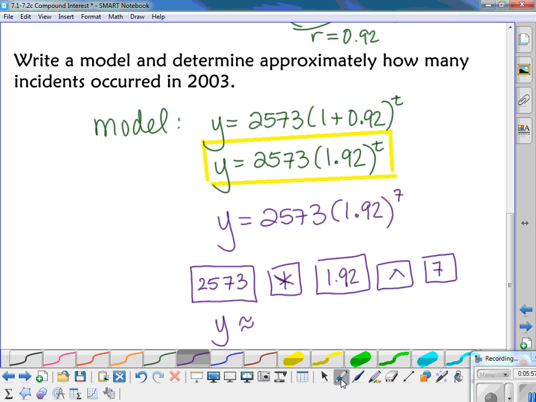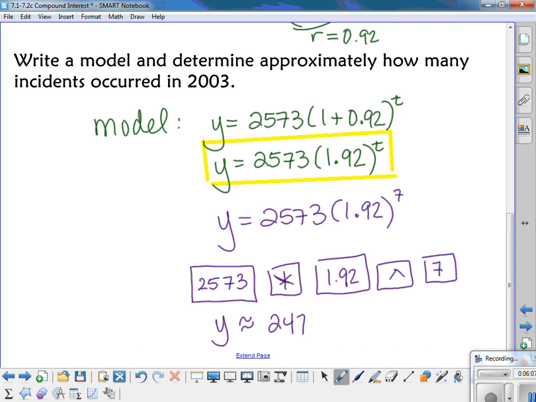So do I have a brave soul out there that would like to tell me what they get when they put that in their calculator? Raise your hand if you are feeling brave. All right, Lexi. 2, 4, 7, 4, 8, 4.7. Okay, and since we aren't worried about fractional incidents, we'll go ahead and just round it to a whole number. So approximately 247,485 incidents. That's a lot, isn't it?